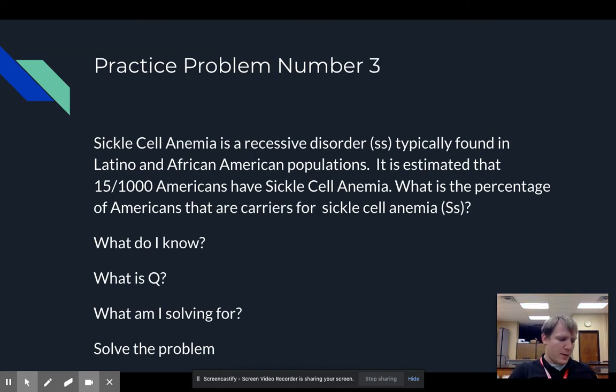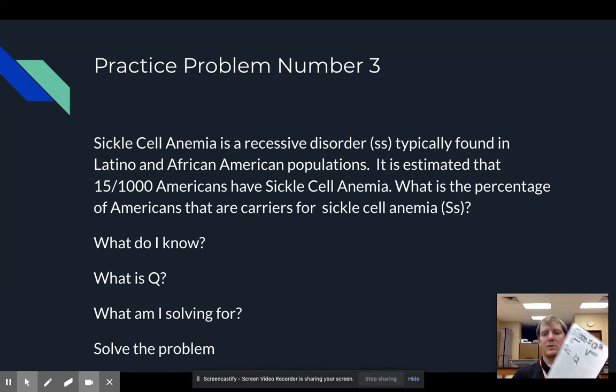All right, practice problem number 3. Sickle cell anemia is a recessive disorder typically found in Latino and African American populations. It is estimated that 15 out of 1,000 Americans have sickle cell anemia. So 15 out of 1,000 is equal to our q squared. First thing I need to know, what is q? So I'm going to take the square root of both sides. Then q is equal to 0.12.